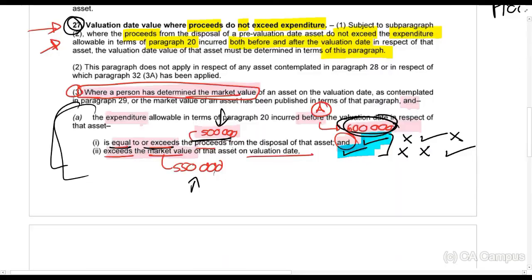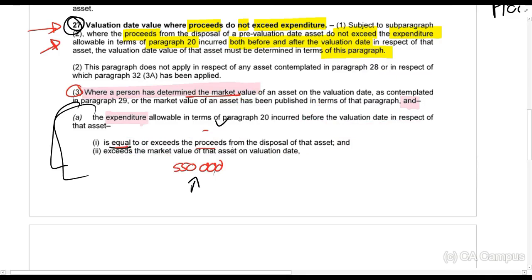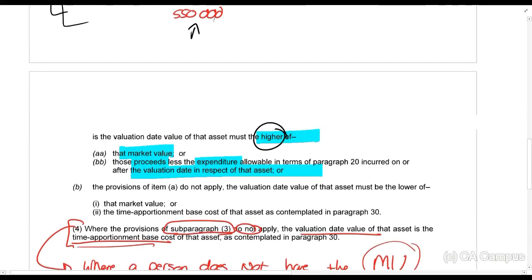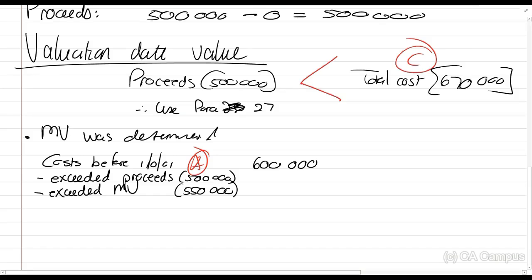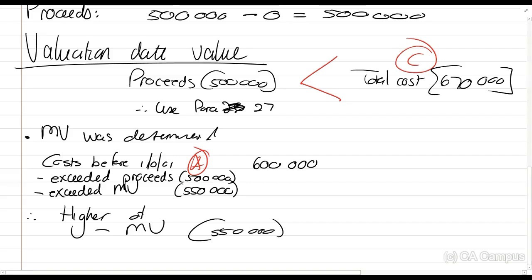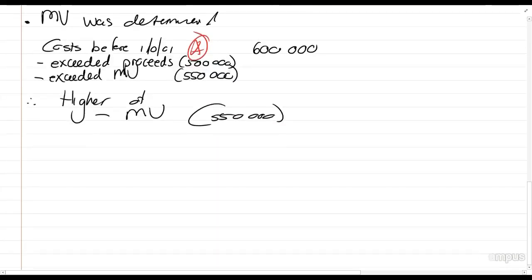Now, make sure you see. If you ask that question we just did, and you say, yes, it exceeded proceeds, and yes, it exceeded market value, then you must use the higher of market value or proceeds less cost after 1 October. So thus use higher of market value, which is 550. Right? Use the higher market value of 550. Or use what? Proceeds less costs after 1 October 01.